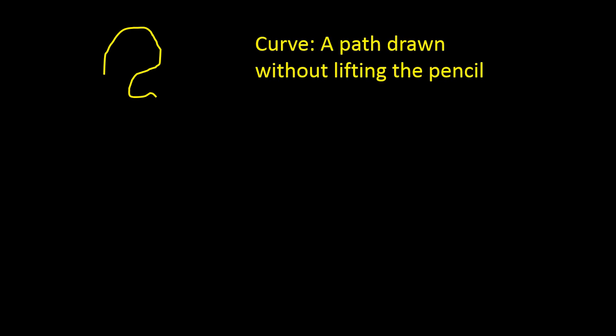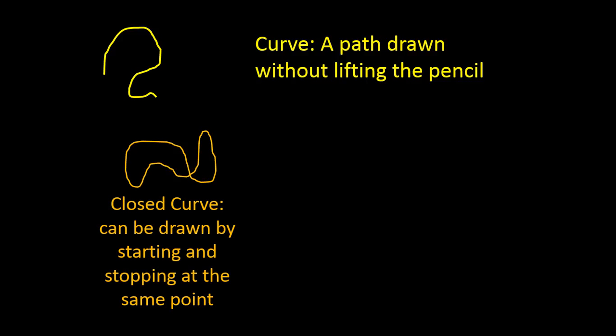We're going to draw some polygons and look at some definitions associated with them. First of all, a curve is a path drawn without lifting the pencil. So this would be an example of a curve. This also is an example of a curve, but it's called a closed curve because it can be drawn by starting and stopping at the same point.